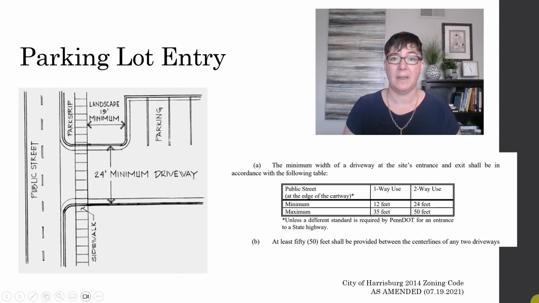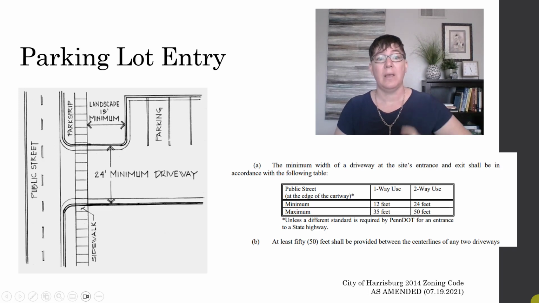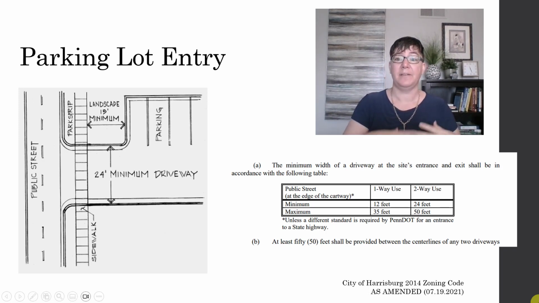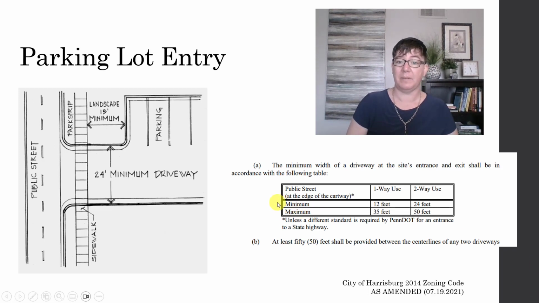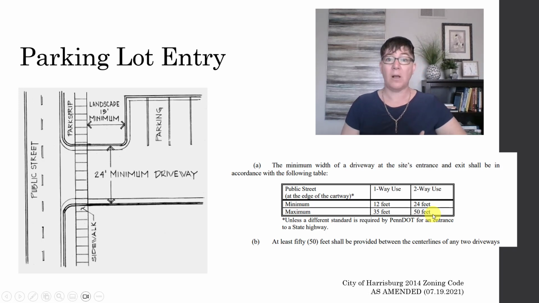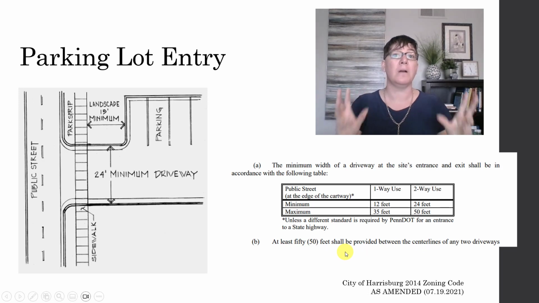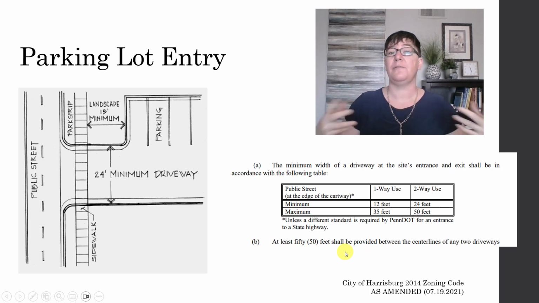Once you've got this beautiful parking layout, where do you place it on a site and how do you get in and out? Well, you'll typically have a driveway at a site's entrance and possibly a second driveway for an exit. And those driveways will have a specific size. Here is the one for City of Harrisburg. It needs to be somewhere between 12 feet to 35 feet for one way, and 24 to 50 feet for a two-way entrance or exit. And they also have another requirement that if there are two entries, they need to be at least 50 feet apart.